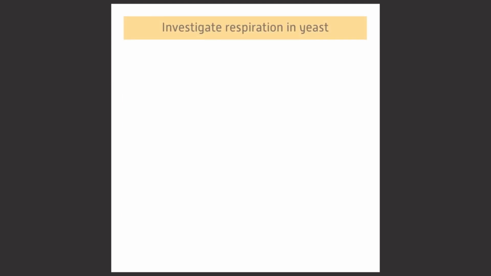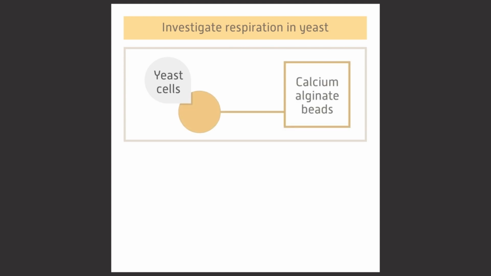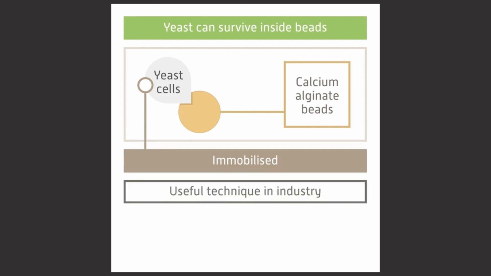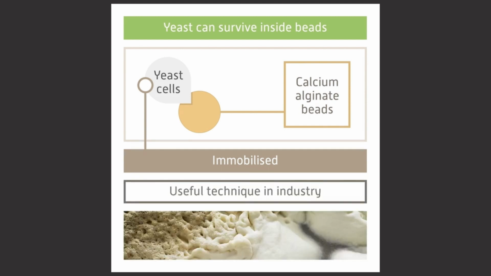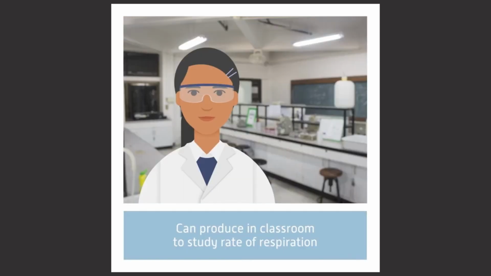You can investigate respiration in yeast by capturing yeast cells in small beads of a gel-like substance called calcium alginate. The yeast can survive inside the beads, but they are immobilized, meaning they cannot move out of the beads. This is a useful technique in industry, where yeast is used in fermentation to produce alcohol. You can produce and use immobilized yeast in the classroom to study the rate of respiration.